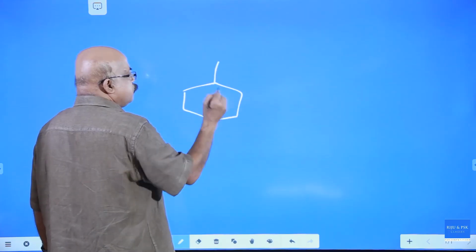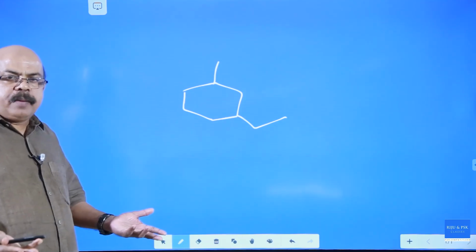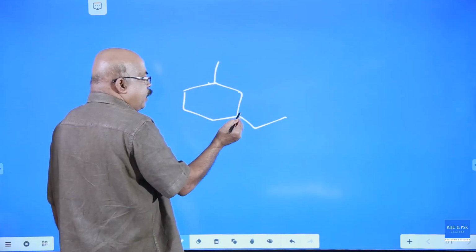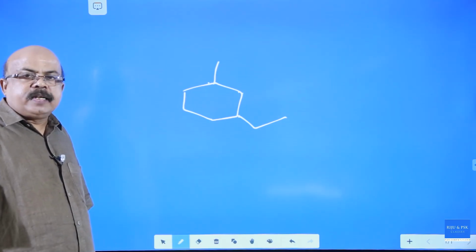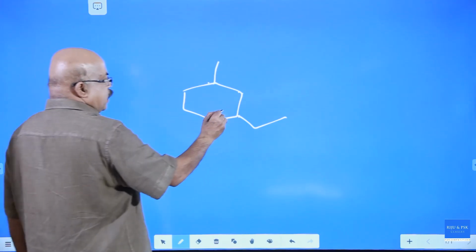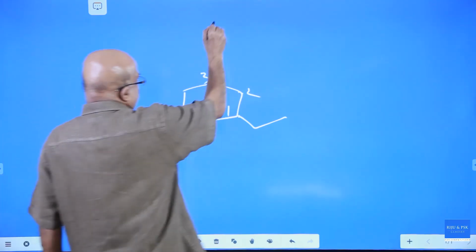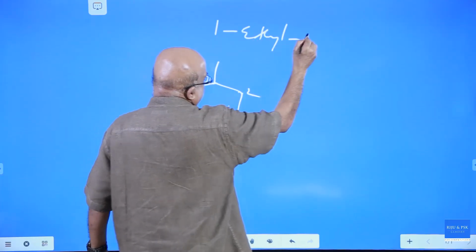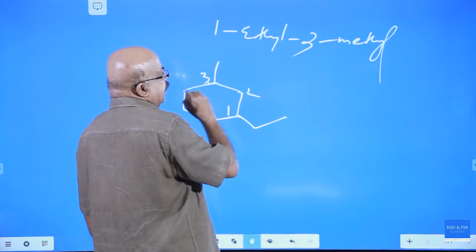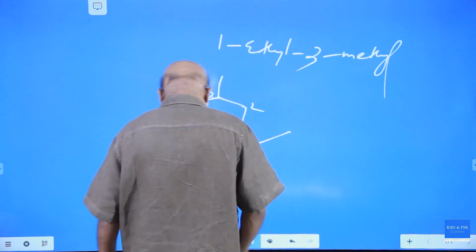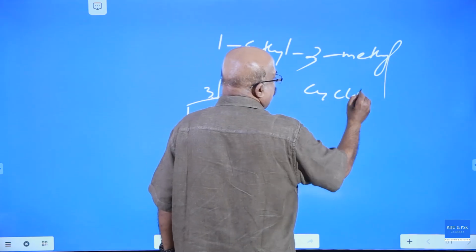This has 2 different substituents. While numbering, it may be 1 and 3. Locants are the same, 1 and 3. In this case, alphabetical priority should be considered. It is 1, 2, 3. This is the correct numbering. It is 1-ethyl, 3-methyl cyclohexane.